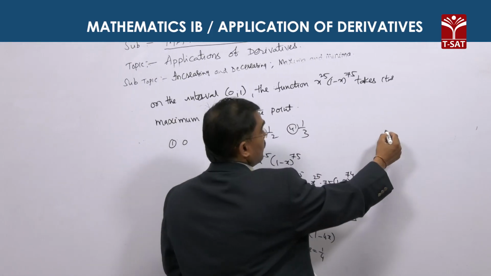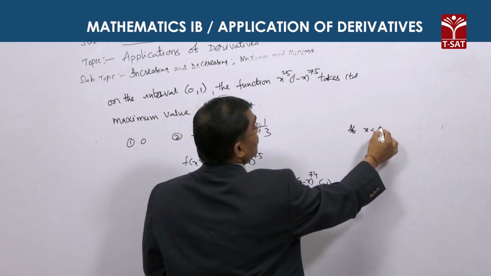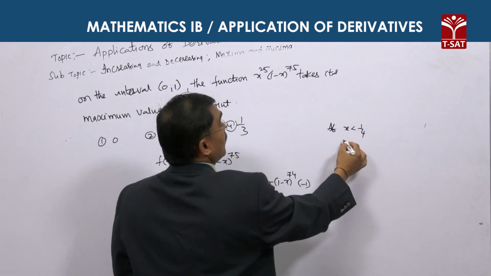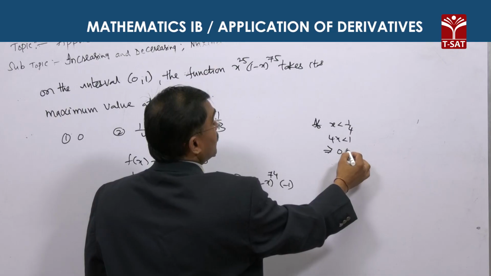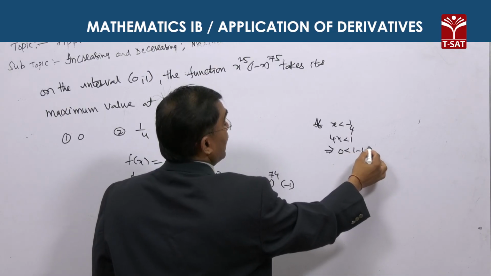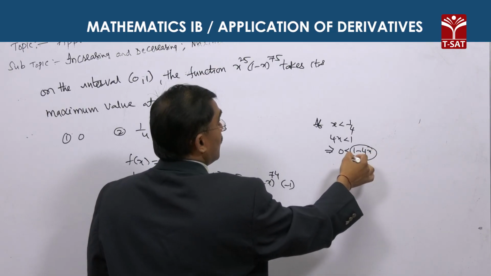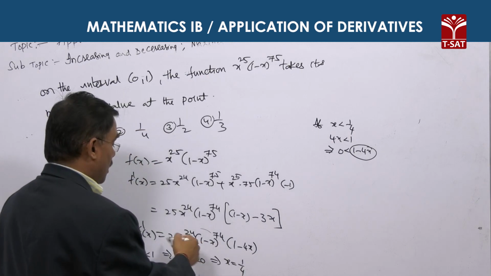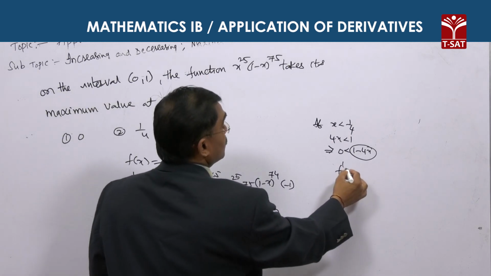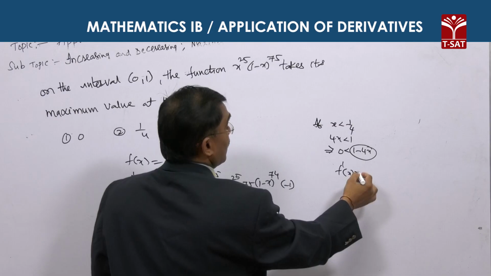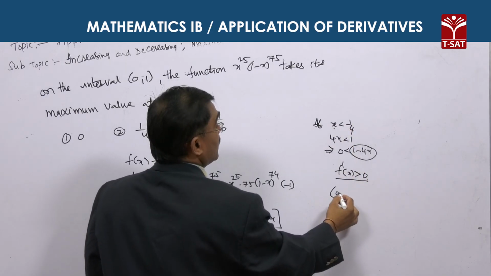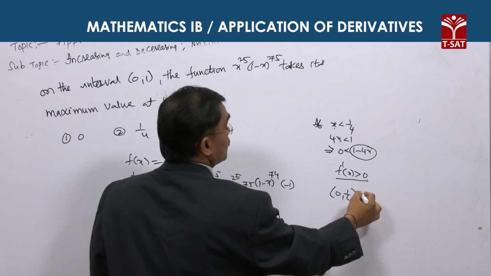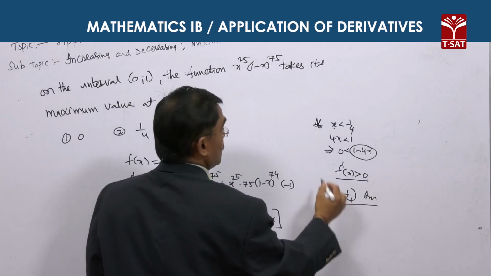We observe that if x is less than 1 by 4, then 4x is less than 1. This implies 0 is less than 1 minus 4x, so 1 minus 4x is positive. From this, f dash x is also positive. F dash x positive means that in the interval 0 to 1 by 4, f is an increasing function.